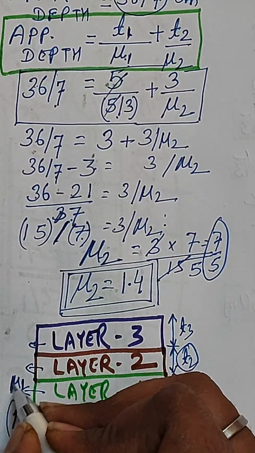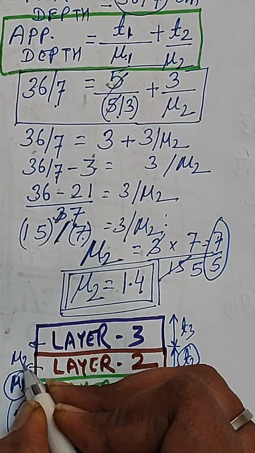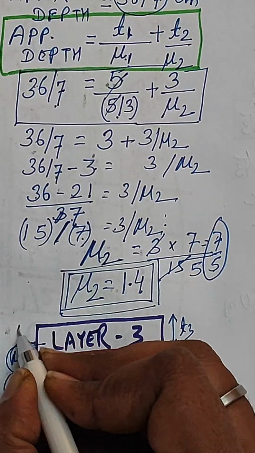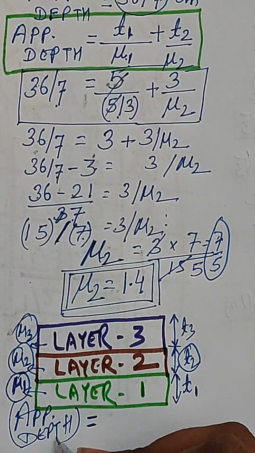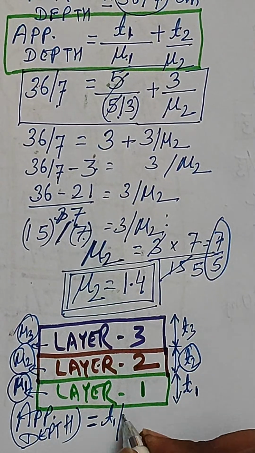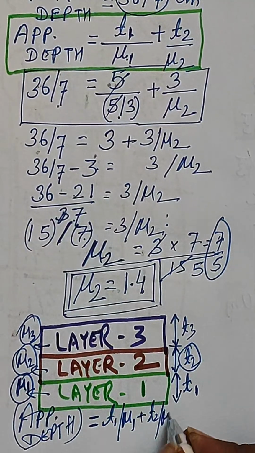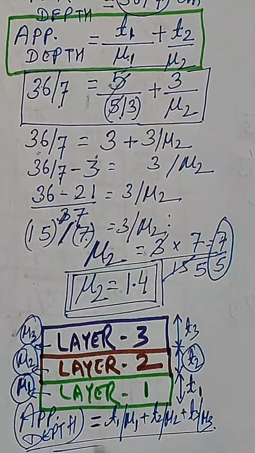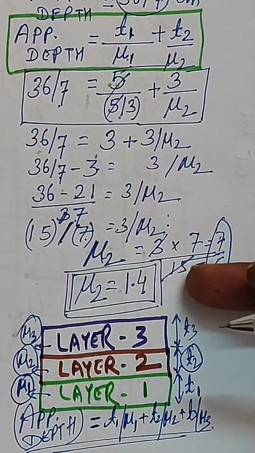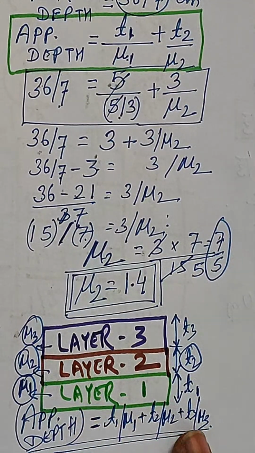It should be known to you. If not, maybe one of these is a variable, and the rest of the two are known to you, right? Mu1, mu2 and mu3. Then we can write by the relation of the apparent depth: T1 by mu 1 plus T2 by mu 2 plus T3 by mu 3, right? So in this way, as you go on increasing the layers above, the same relation will exist.